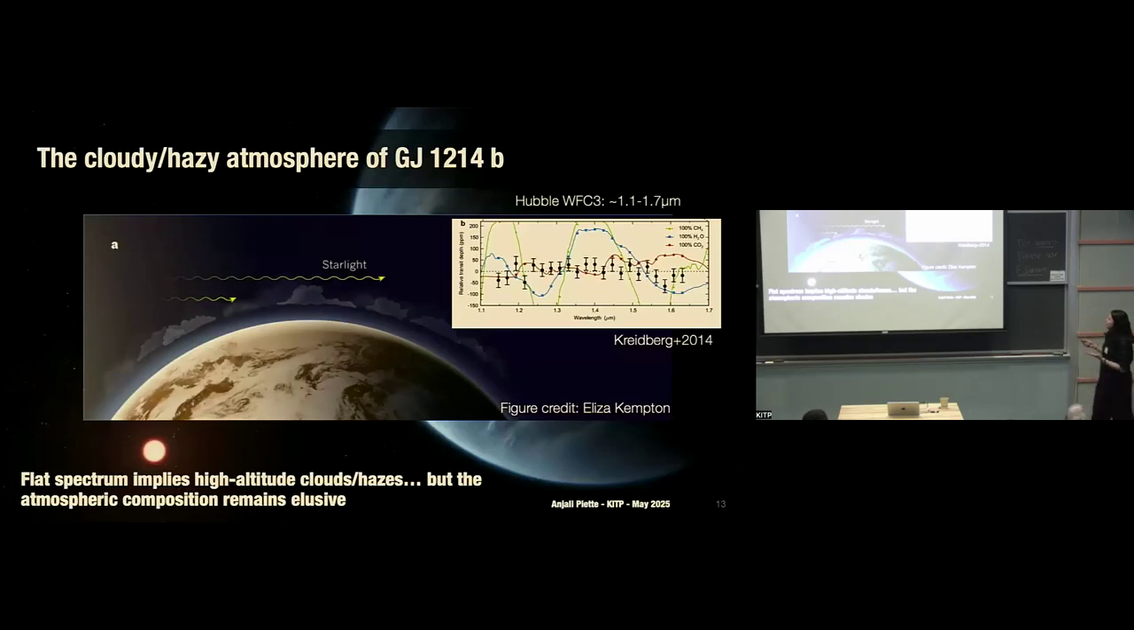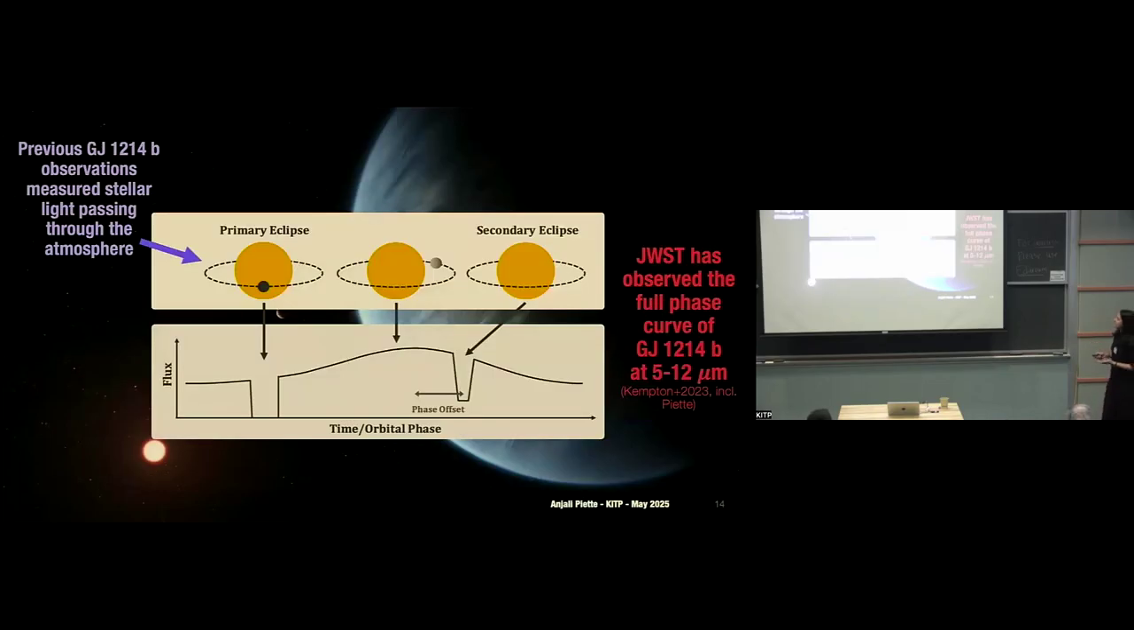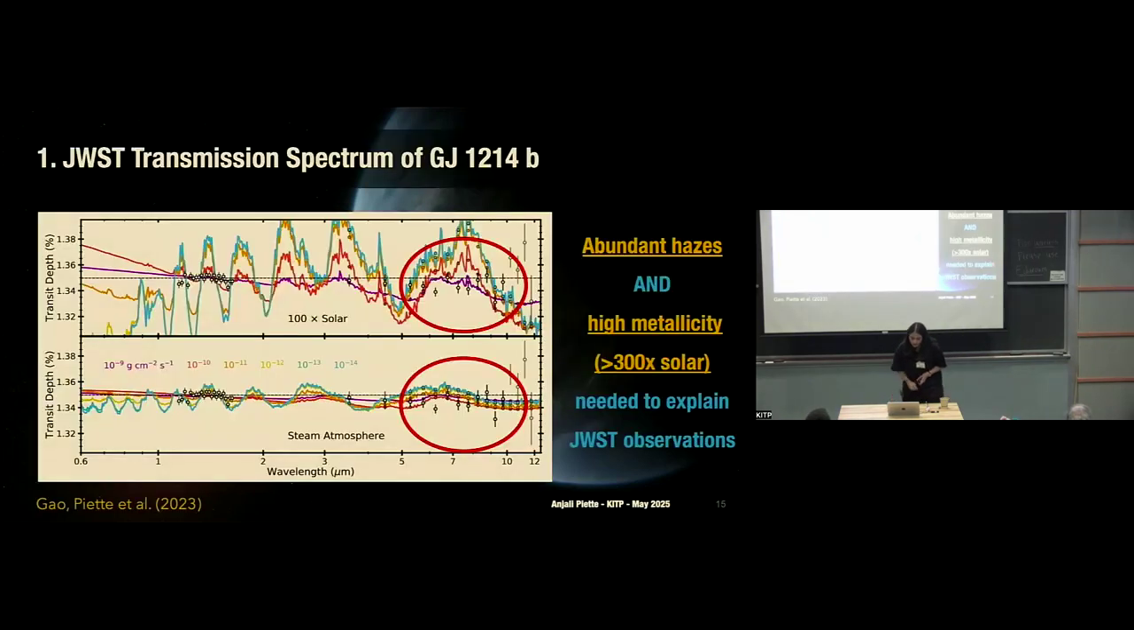But okay, we maybe want some compositional information now. And we have JWST. So there was a JWST phase curve observed for GJ1214b in the mid-infrared, 5 to 12 microns with MIRI LRS. With the phase curve, you get the emission as a function of orbital phase, and you also actually get a transmission spectrum for free as well. I'm going to whiz through some of the observations that we got and how we interpreted them.